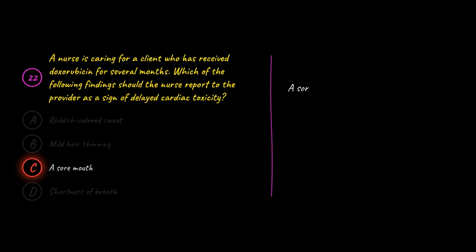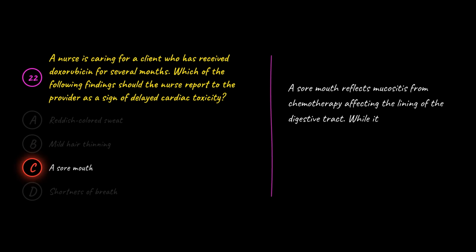C is wrong because a sore mouth reflects mucositis from chemotherapy affecting the lining of the digestive tract. While it needs supportive care, it does not indicate the cardiomyopathy that shortness of breath would suggest after doxorubicin therapy.